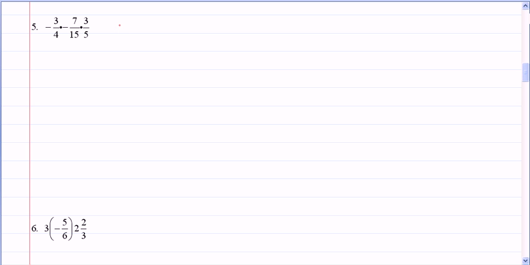For number 5, we have negative 3/4 times negative 7 over 15 times 3 over 5. And the only numbers that I have to write the prime factorization for are 4 and 15.